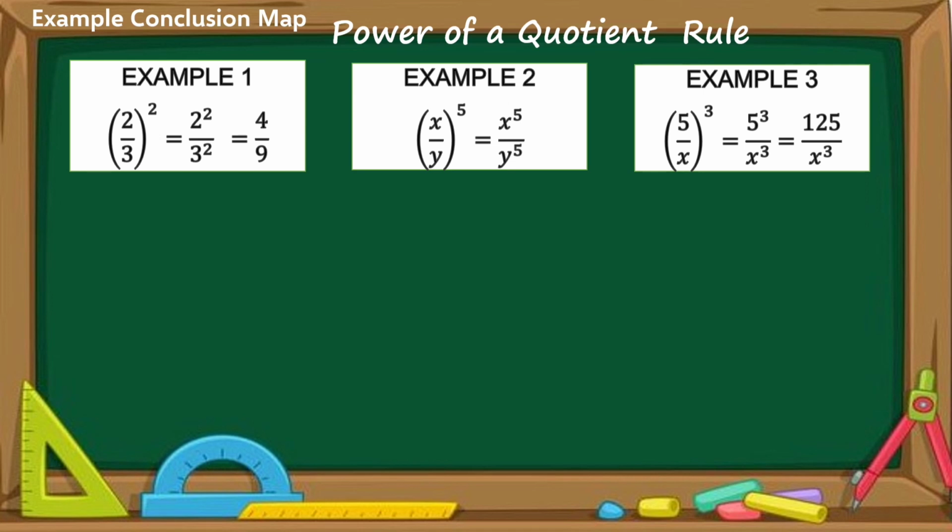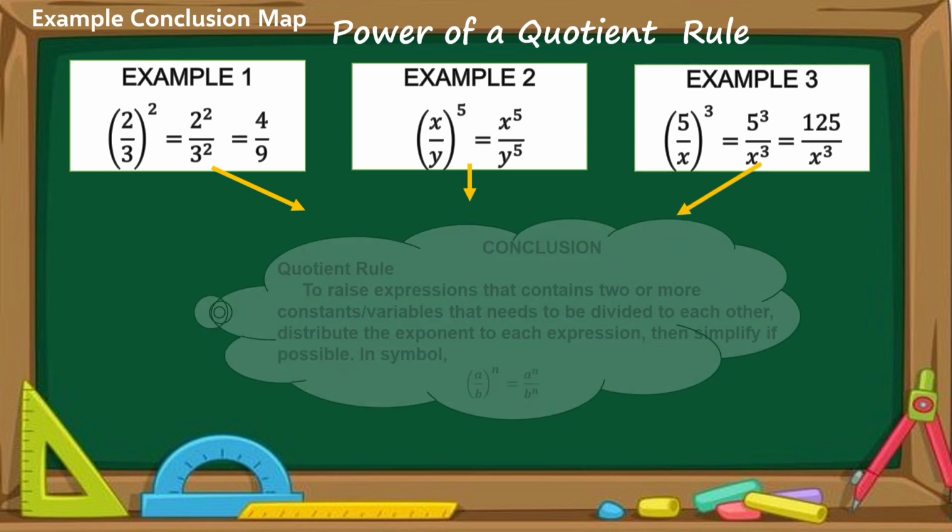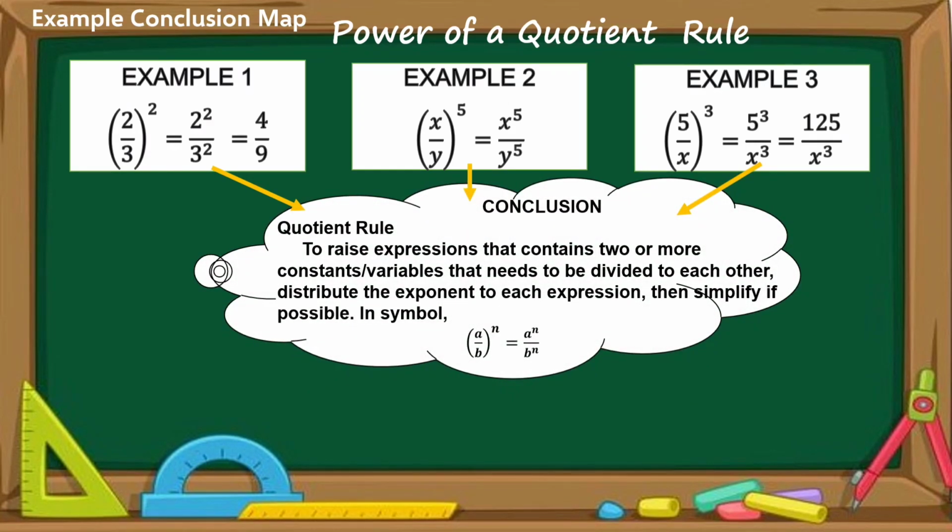From the examples given, we can conclude that to raise expressions that contain 2 or more constants and or variables that need to be divided to each other, we need to distribute the exponent to each expression. Then, simplify if possible. In symbol, it is written as (a divided by b)^n is equal to a^n over b^n. Note that a and b represent the different bases and n is the common exponent.